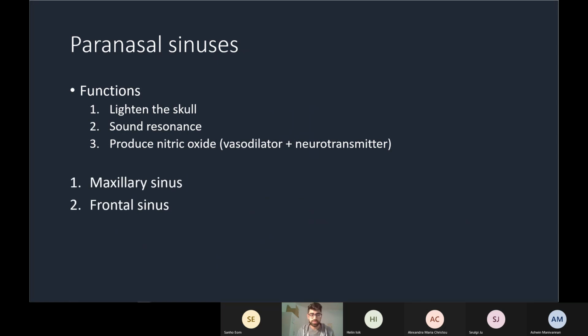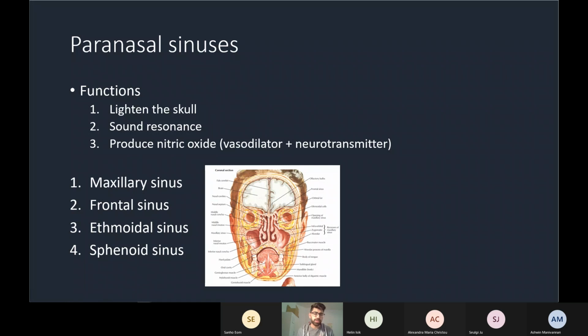Which sinuses do we have? First of all, the maxillary sinus, then the frontal sinus, the ethmoid sinus, and the sphenoid sinus. The ethmoid sinus you may see referred to as ethmoid cells, with anterior and posterior cells, but I'm calling it a sinus here just so everything is called a sinus. Where are they found? These sinuses are large hollow cavities in the skull at different locations.